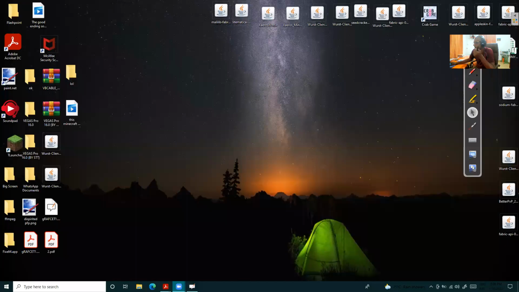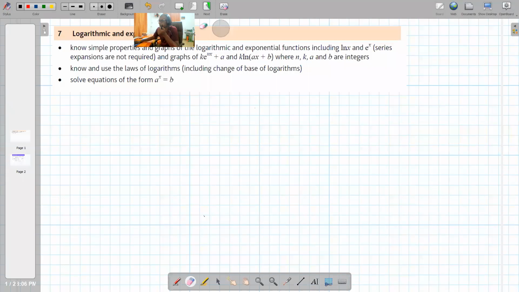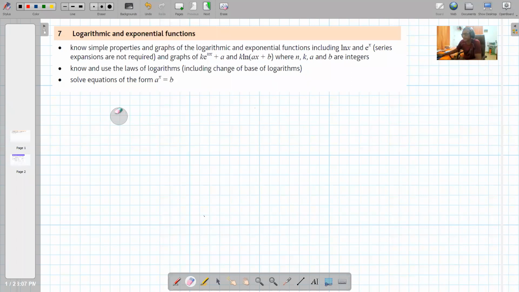Screen one. On ouvre le syllabus. Et voilà, chapitre 7 du syllabus, logarithmic and exponential functions. Know simple properties and graphs of the logarithmic and exponential functions, including ln x and e to the power of x. Series expansions are not required. And graphs of k e to the power of nx plus a and k ln(ax plus b), where n, k, a, and b are integers.